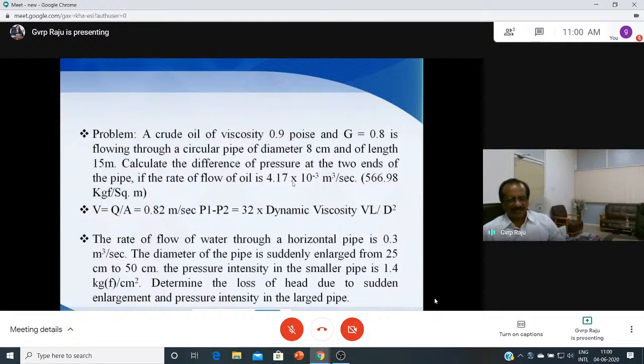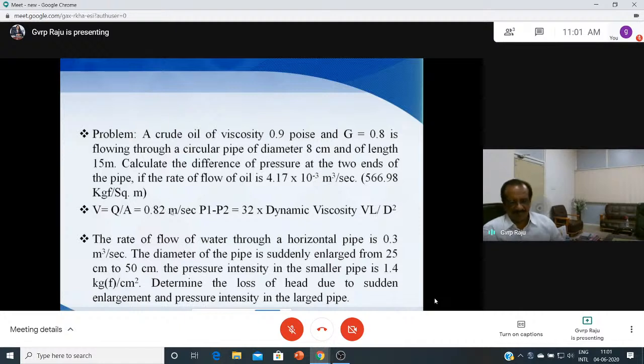So he has given the complete data here, but the only thing is you need to remember the equation P1 minus P2, which is equal to 32 mu VL by D square. The average velocity you can find out, which is equal to Q by A. Q is 4.17 into 10 power minus 3 by A, where A is the cross-section area. The cross-section area is pi by 4 times the diameter squared, with the diameter 0.08 meters. So we find the discharge by area, velocity, Q is equal to AV. This is the continuity equation. From that, the velocity is 0.82 meters per second.